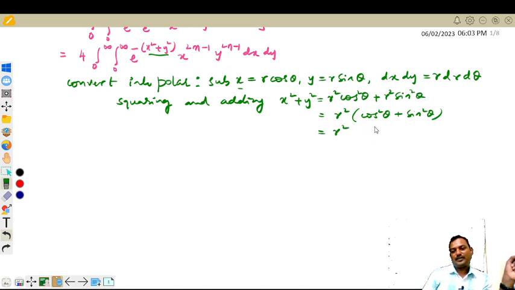So you know that cos square theta plus sin square theta is equal to 1. So this is r square itself. Now, and also before changing the limits of integration, students, you must observe very carefully here.